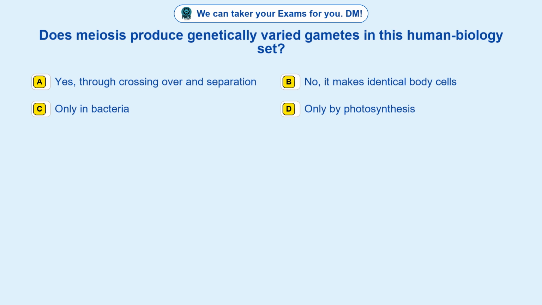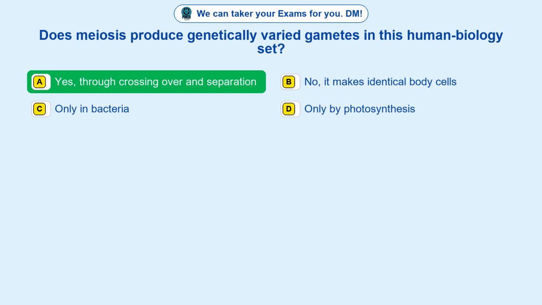Question 16. Does meiosis produce genetically varied gametes in this human biology set? Option A. Yes, through crossing over and separation. Option B. No, it makes identical body cells. Option C. Only in bacteria. Option D. Only by photosynthesis. The correct answer is option A.